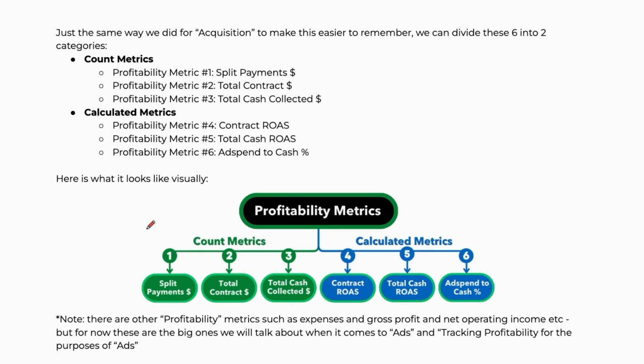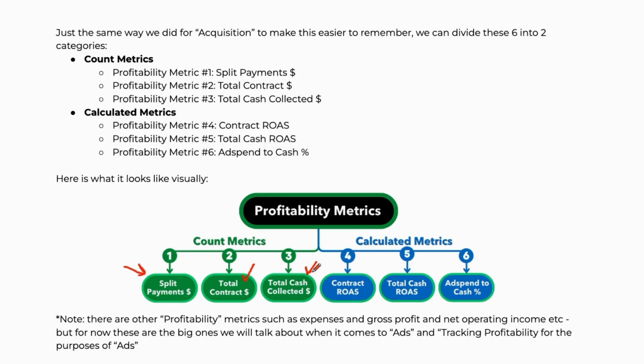So count metrics are going to be, it is what it is, right? How much in split payments did you actually collect this month? What was your actual total contract this month? How much total cash did you collect this month, right? And then we have our calculated metrics, which are going to be our contract ROAS, our total cash ROAS, our ad spend to cash.